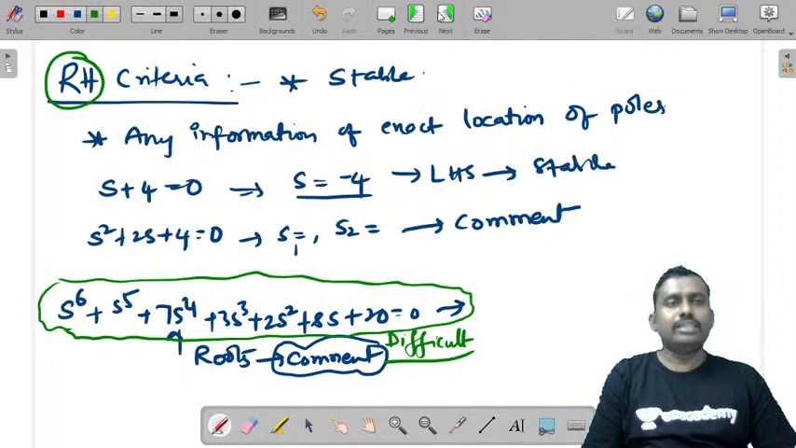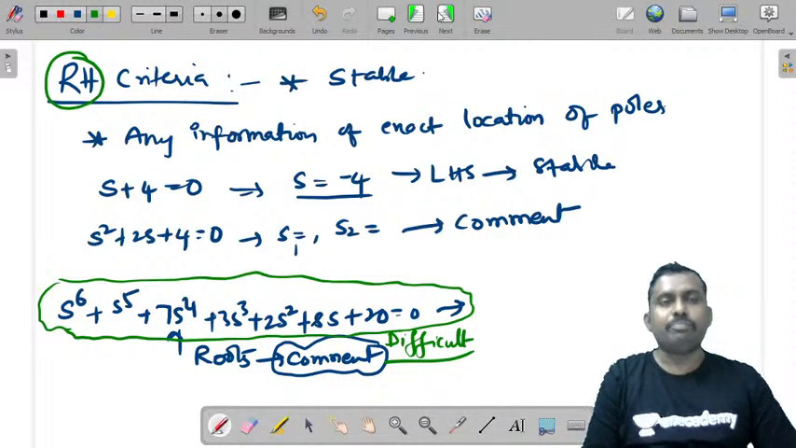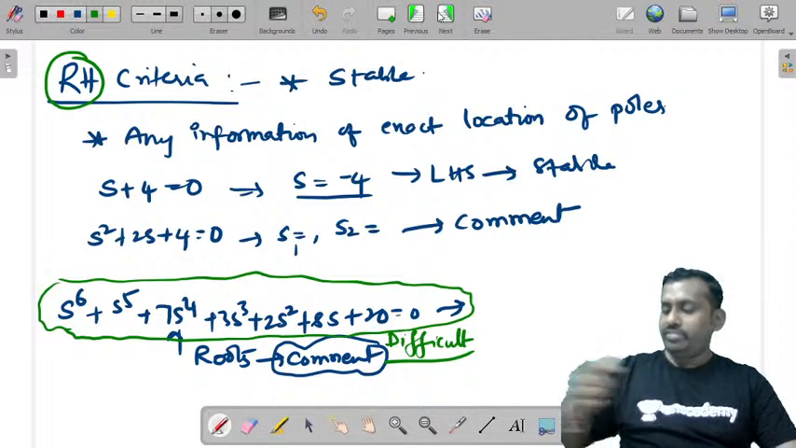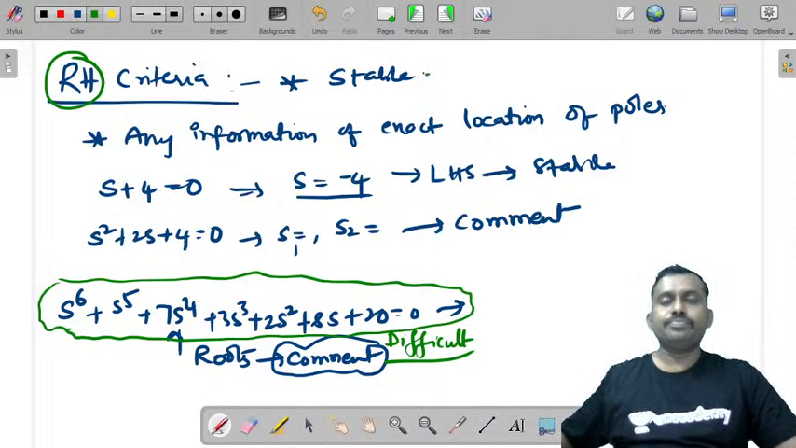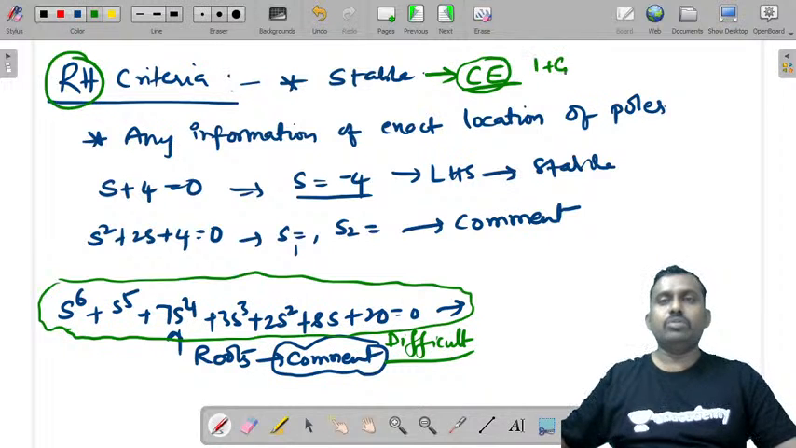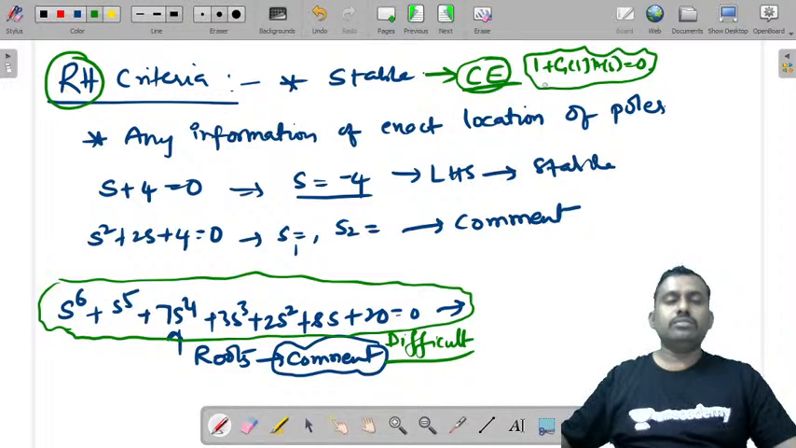We will look at this RH criteria step by step. I'll just give you one example first. We'll pick up one example and see what Routh's criteria exactly is and how we can comment on the stability of the given system. So in this Routh's criteria, we need to consider the characteristic equation. You need to take 1 plus g of s into h of s is equal to 0 and follow the procedure of Routh's array, and then we need to comment on the stability of the system.